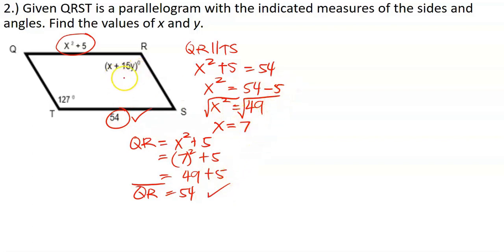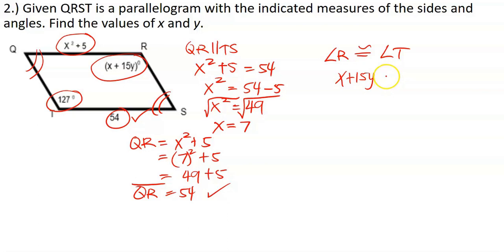Now we can also solve for y and these given angles. So for a parallelogram, we can say that the opposite angles are congruent. So that means this angle here is congruent to this angle here, and we still have another angle here which is also congruent to this angle here. So with that, angle R is congruent to angle T. Angle R is represented by x plus 15y degrees, and angle T is 127 degrees.